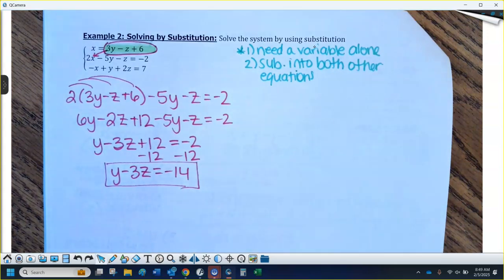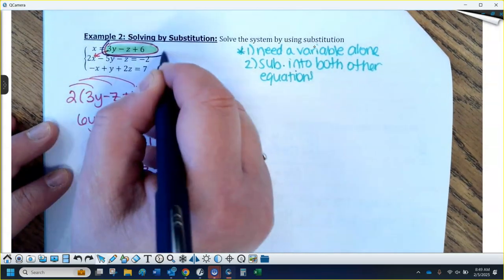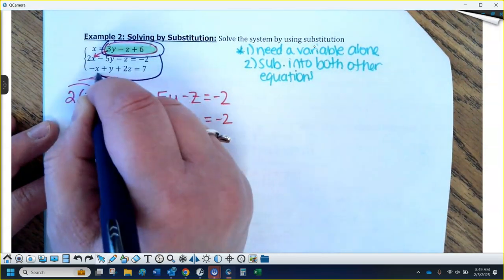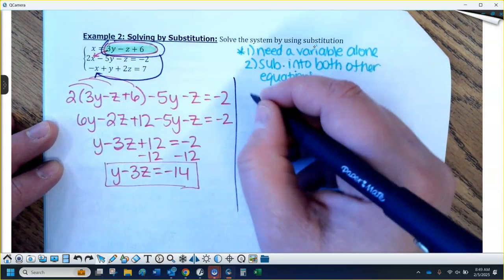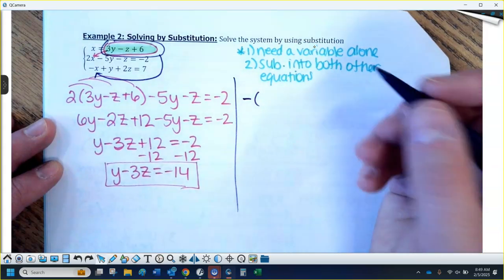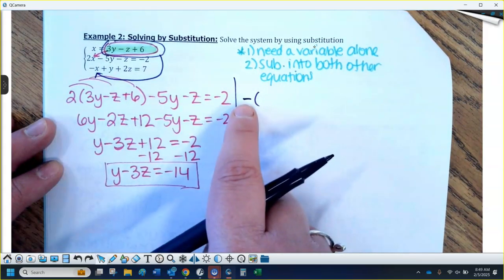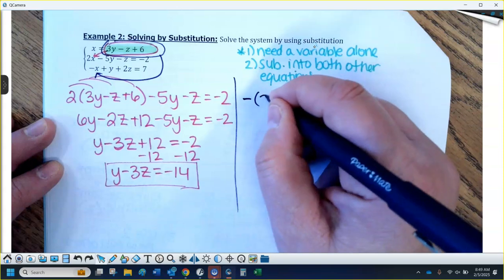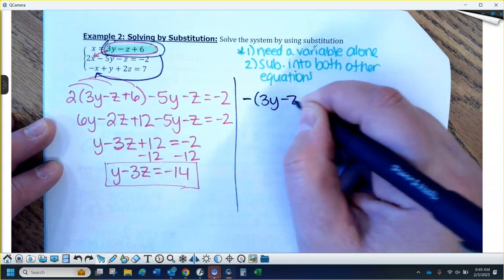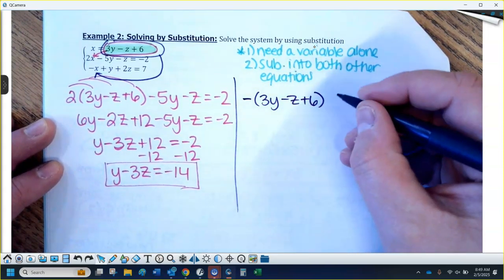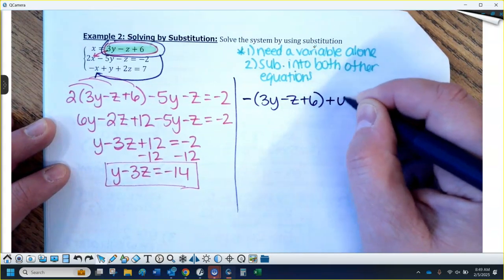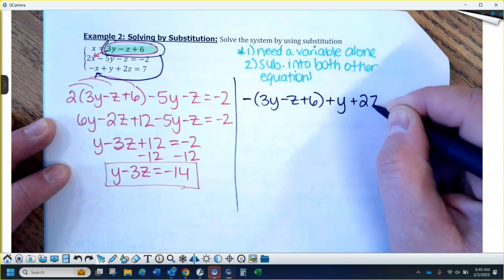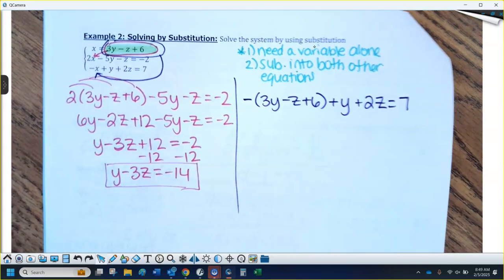And I'm going to repeat that process. So you also have to substitute this into the third equation. So you should do this twice. This third equation is negative x, so this is a little tricky. If I do negative x, I'm just going to put a little negative 1, and then I'm going to copy what x was equal to in that first equation, 3y minus z plus 6, and then copy the rest of that third equation. So it was plus y plus 2z equals 7.